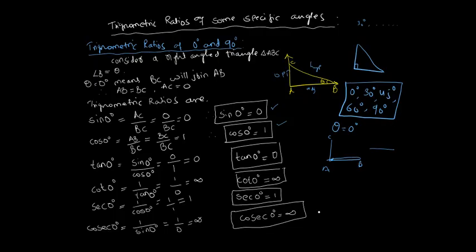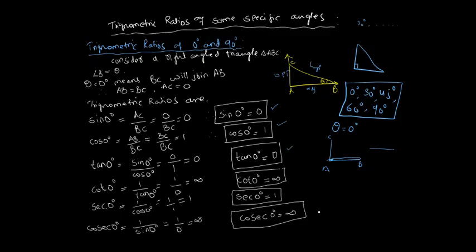You can do by taking opposite by adjacent, or directly we can make use of sin and cos. So tan 0 degree is sin 0 by cos 0 degree. Sin 0 degree is 0, cos 0 is 1. 0 by anything will become 0. So tan 0 degree will be equal to 0.